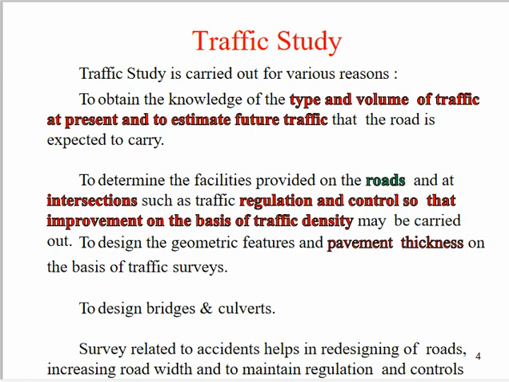Next is to design the geometric features and pavement thicknesses on the basis of the traffic surveys. The traffic surveys basically make us know the total volume of traffic moving on the road, then the types of vehicles moving on the road, and cumulatively this information can be used in order to design the pavement thickness and the geometric features required on that road. Next, to design the bridges and the culverts.